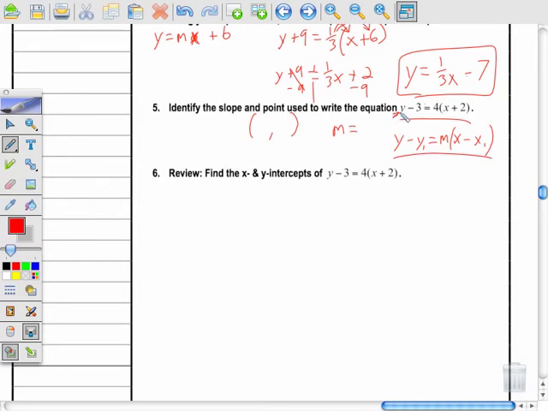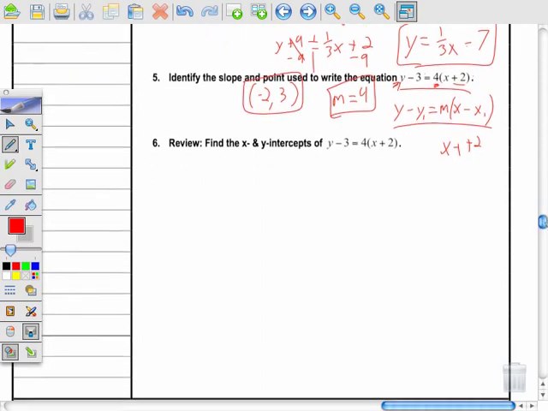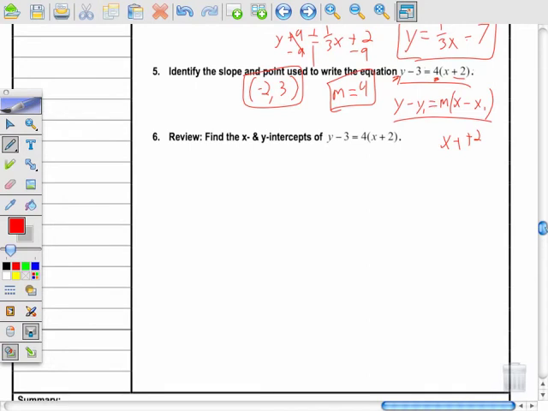Y minus y1. Oops. So looking at what we just wrote compared to what they gave us, you can see that y1 is 3, so the y value would be 3. The x value, it says x plus 2. Well, the equation is x minus x1, and that's plus 2. So really, this x1 is a negative 2, because x minus negative 2 would be x plus 2, which is what was given to us. All right, and then the slope, that's the number in front of the parentheses, which is 4. So your slope is 4, your point is negative 2, 3.